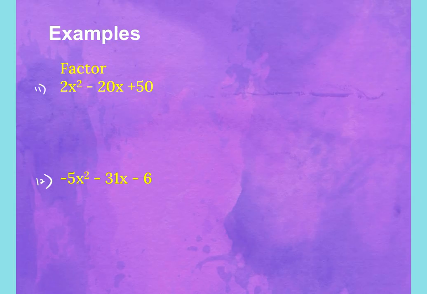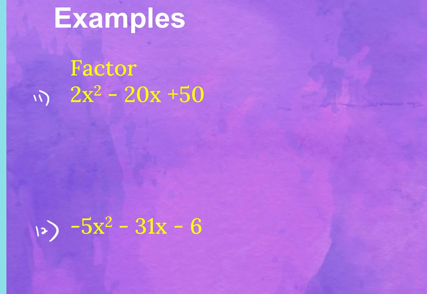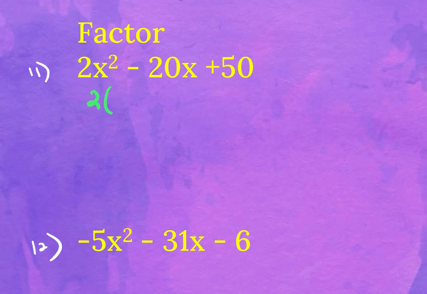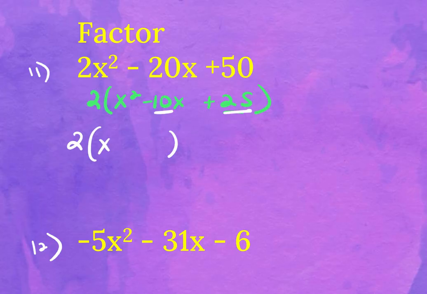Last set of examples here. Number 11, I can take out a 2 this time. This is a perfect square, so I'm going to test for the perfect square trinomial. Square root of 25 is 5. 5 times 2 is 10. So I know it's a perfect square. I'm going to square root the first term, square root the last term, take the sign from the middle, put it in parentheses, and square it. If you didn't catch it, you would have factored it, x minus 5 and x minus 5, which is the same thing.